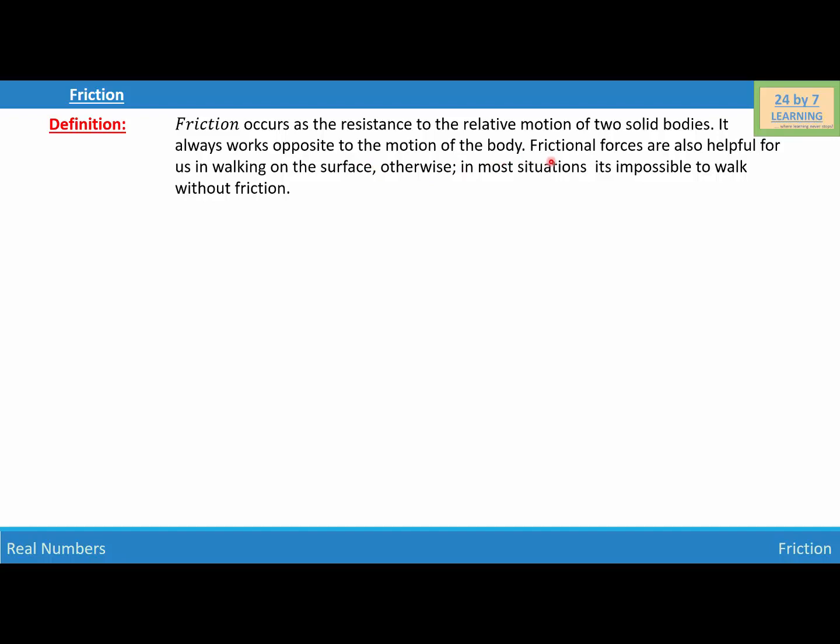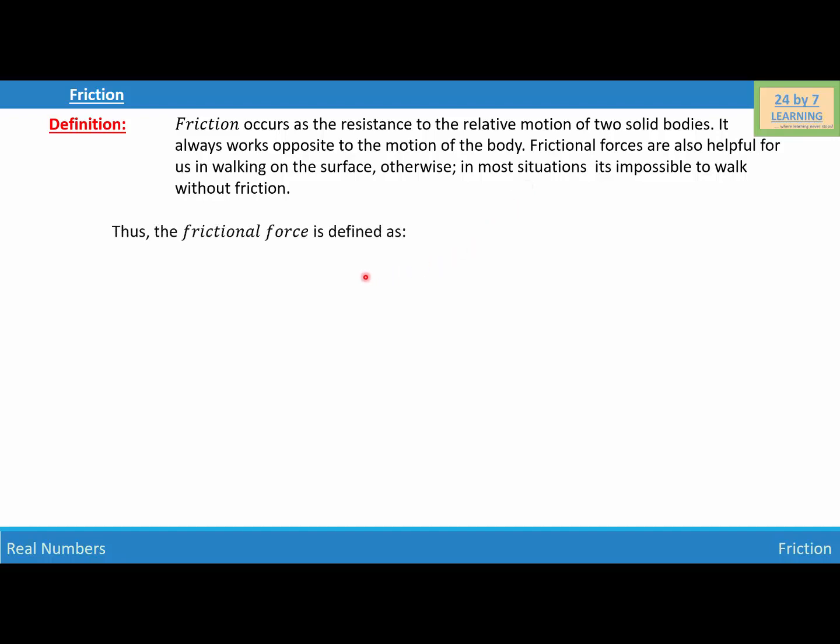Frictional forces are also helpful for us in walking on the surface. Otherwise, in most situations, it's impossible to walk without friction. In other words, we can say that if a body is moving, then there will be a frictional force acting opposite to the direction of the motion of the body. And always remember that frictional force is helpful for us to walk on the surface.